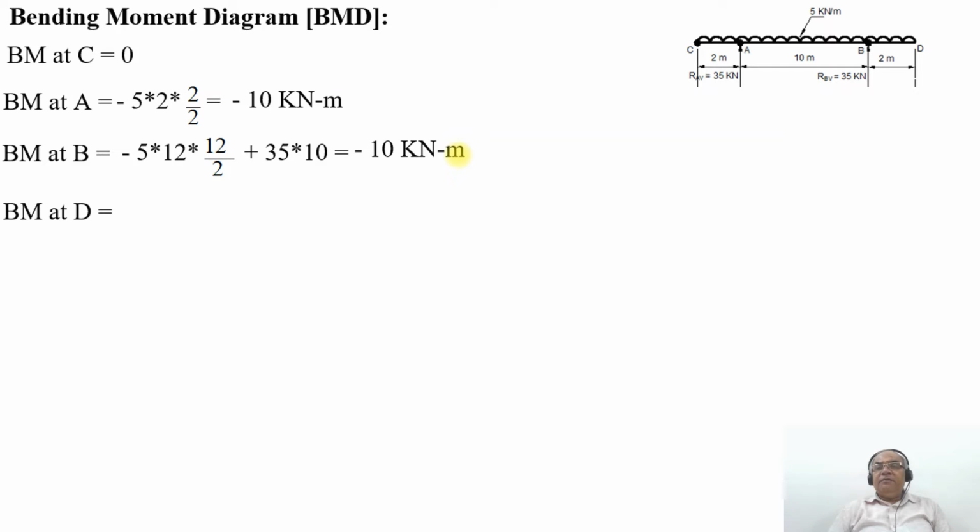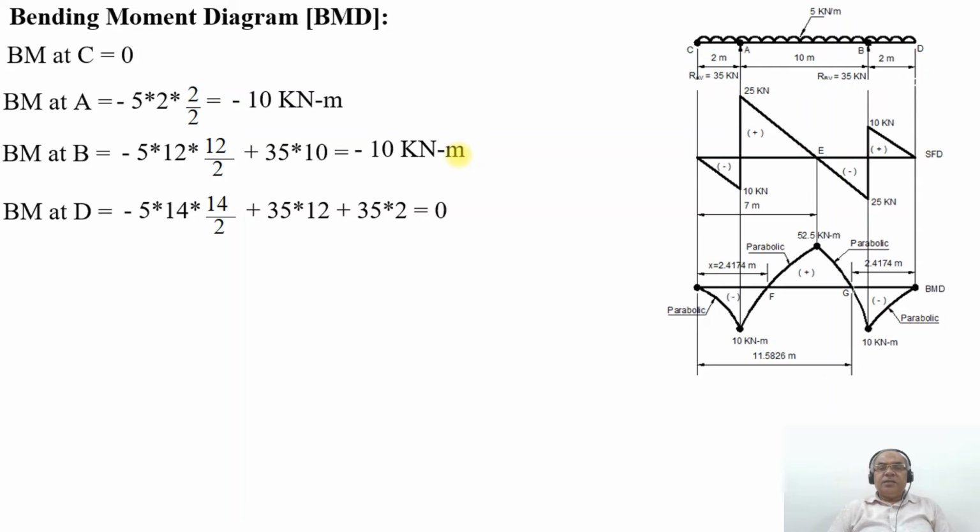Then BM at the point D will be equal to, again you have a hogging bending moment, that is 5 into 14 minus 5 into 14 into 14 by 2 plus 35 into 12 plus 35 into 2. So it becomes equal to 0. So this is how you will be able to get the points. BM at the point C will be equal to 0. BM at the point A will be equal to minus 10 kilonewton meter.